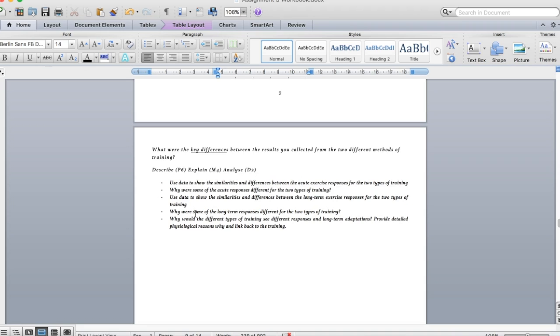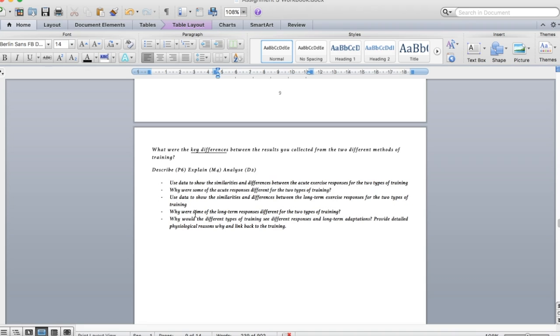For the second, why were there some acute responses different to two types of training? Well, we've just talked about that actually. So the acute responses are different in the fact that how much they increase. So why is your aerobic heart rate considerably higher than your resistance heart rate? All right, and that would answer you that bullet point.